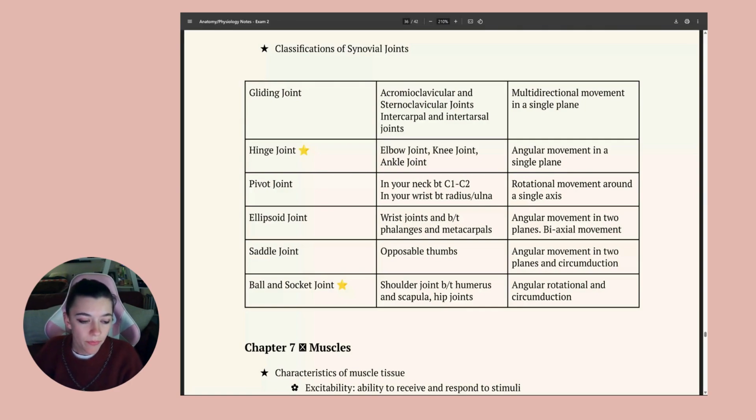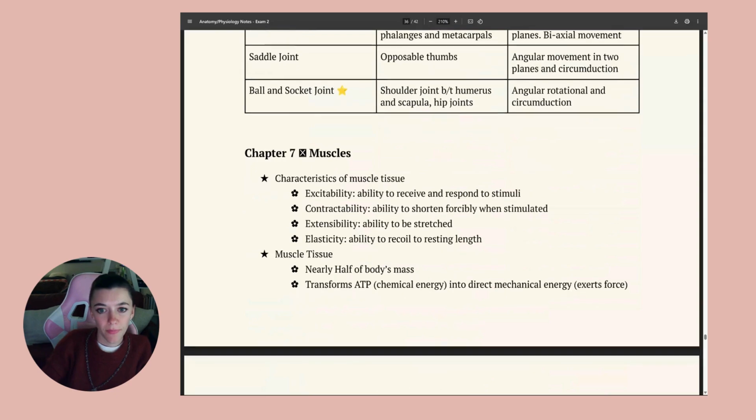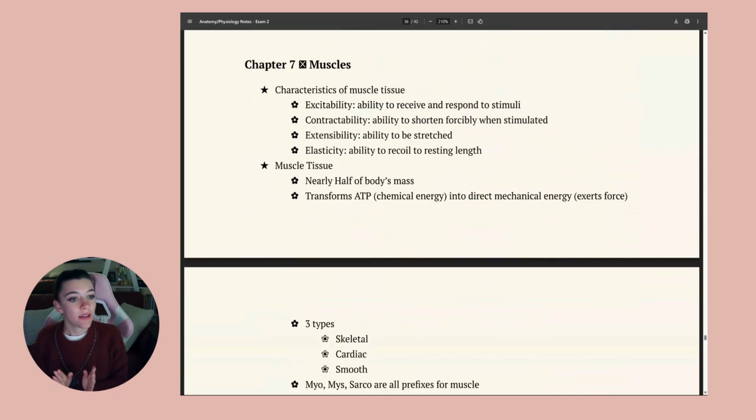So a hinge joint has to be opening and closing, just like your elbows and your knees. And then ball and socket, that's going to be your shoulders, because you can take your shoulder and you can go in a big old circle. Ball and socket joint. Just like that. All right. And that leads us into muscles.